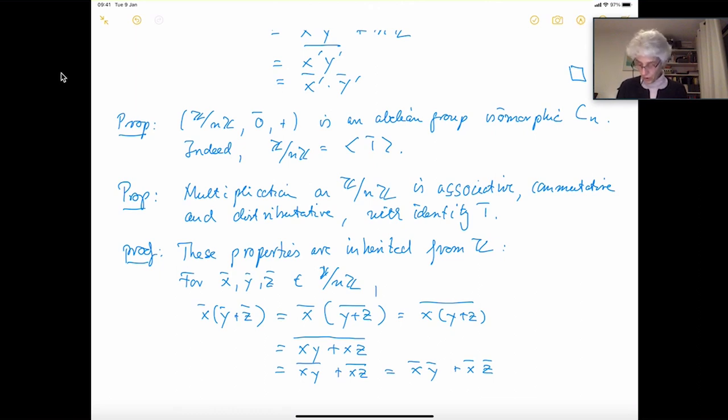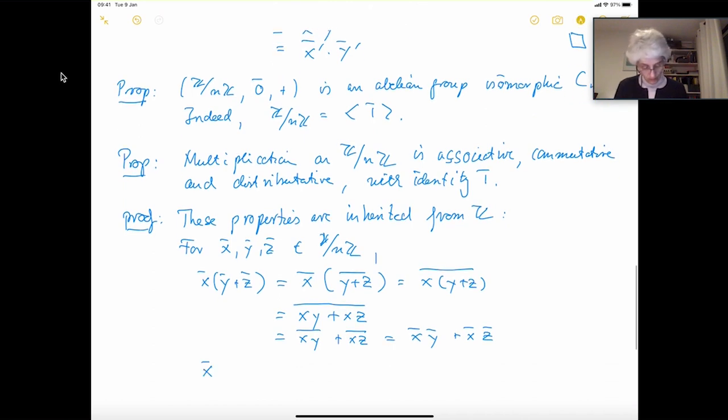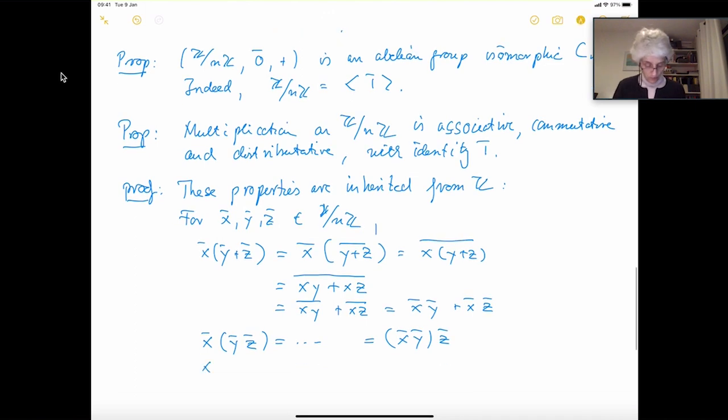And similarly, we can do, of course, now associativity, where we need to prove this identity. I leave that to you, and of course commutativity in a very similar way. I leave that to you to fill out the dots.